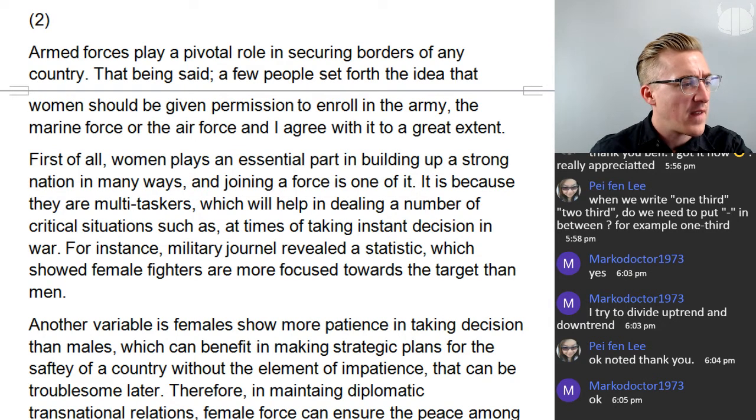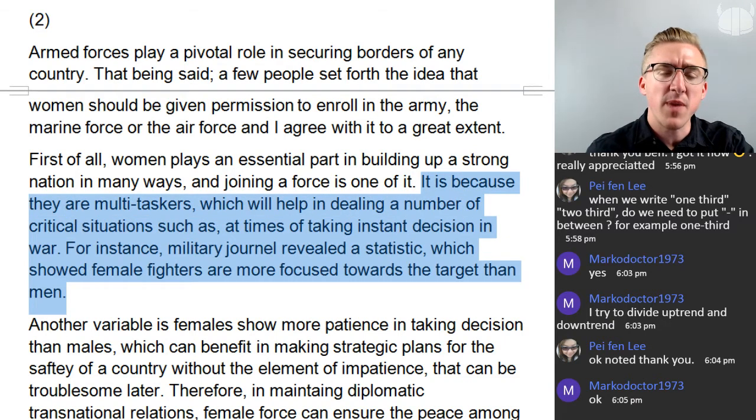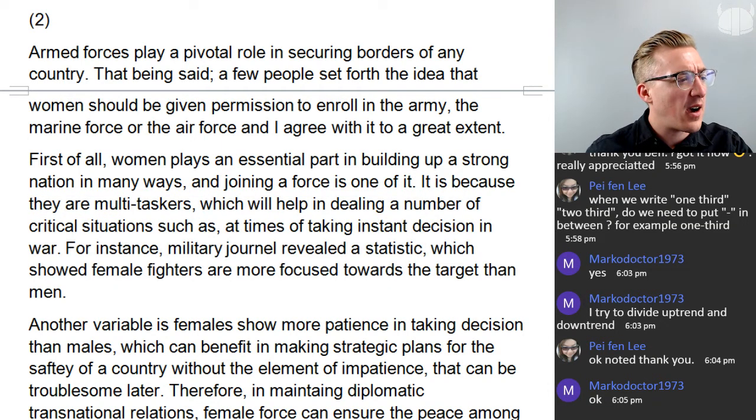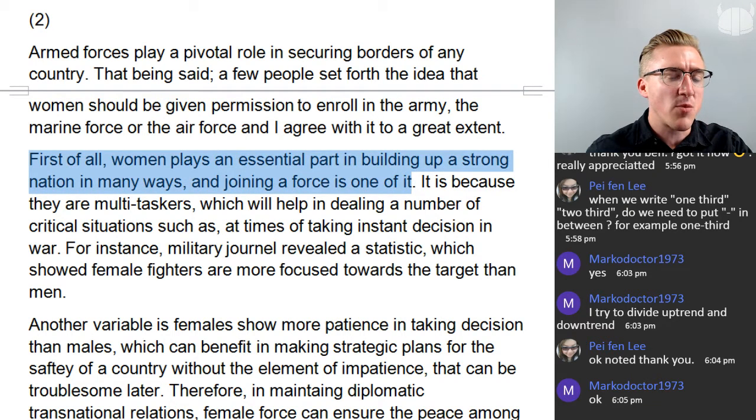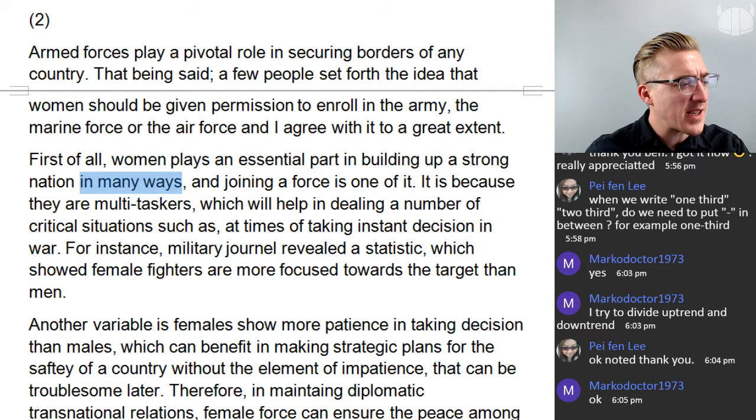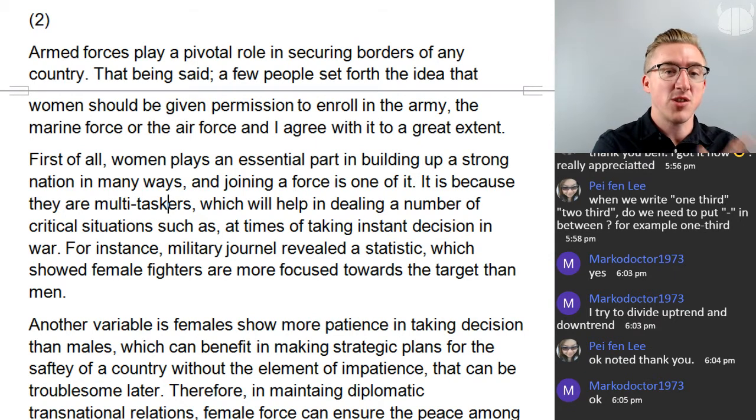Interesting, yeah. So in the body of this paragraph, you're talking about the advantages that women have, maybe based on their psychology, or there are maybe some differences between men and women, and those differences can be a benefit to women in combat, right? I think that idea needs to be more clearly expressed in the topic sentence. You say in many ways, but I think what you mean is that women have advantages over men, and those advantages can be used by the military to strengthen it.